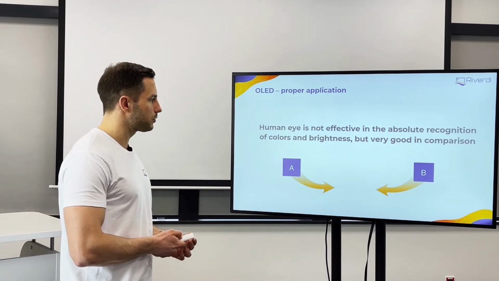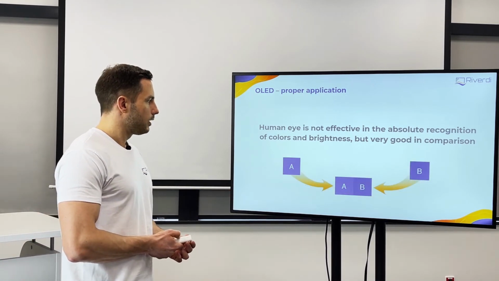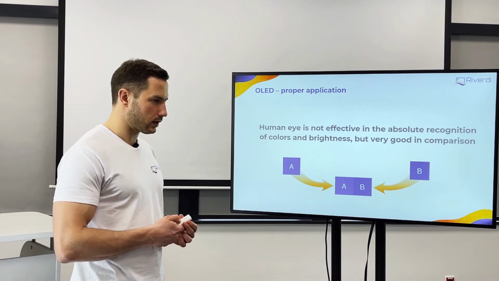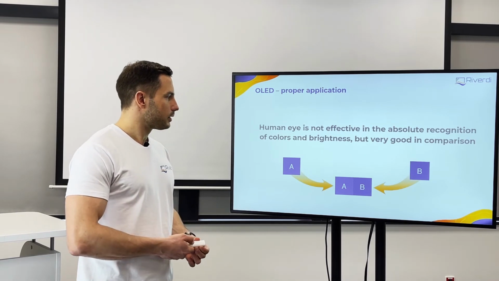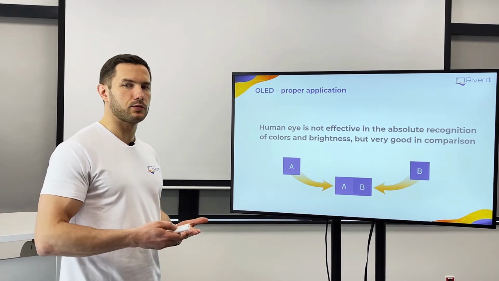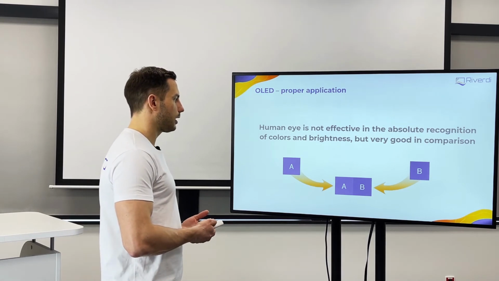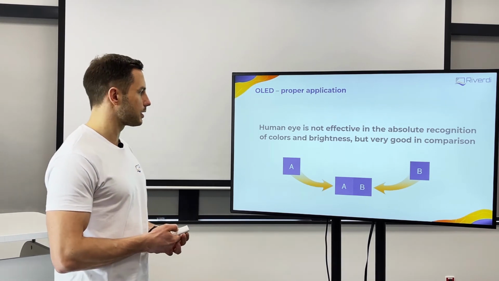Yes, so when we move 2 pixels next to each other, we clearly see the differences between them, and this is the case of an OLED display. So if we have 2 pixels next to each other, there may be some problems that after some time, some of them will have just a little bit lower brightness, and we will see the differences, yes?